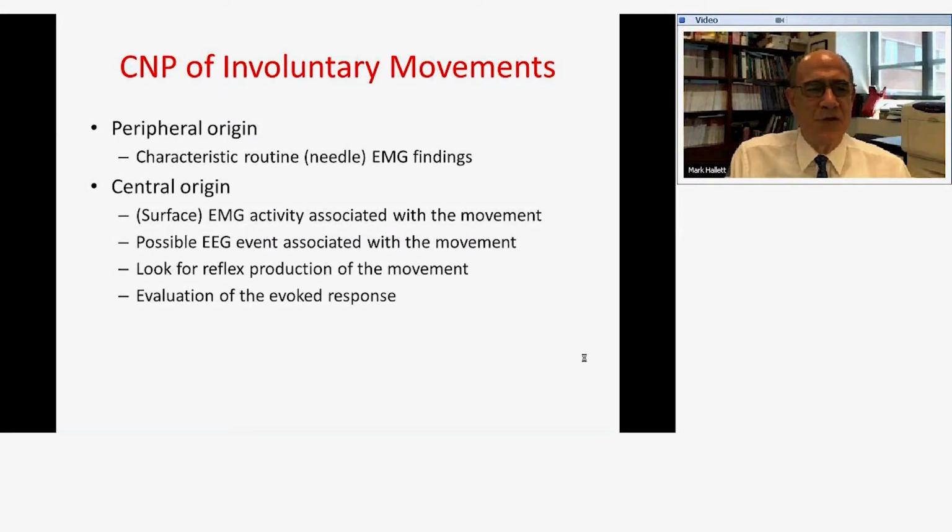I'm going to focus in on those of central origin, and in those circumstances, what's listed here are the physiological testing methods that one would use. Generally, I would start off with surface EMG activity that is associated with the movement. What does the EMG look like that is associated with the movement? And that actually, as we'll see, carries one pretty far along in terms of making the diagnosis. Second step would be to look for a possible EEG event associated with the movement. Third, to look for reflex production of the movement and the characteristics of that reflex.